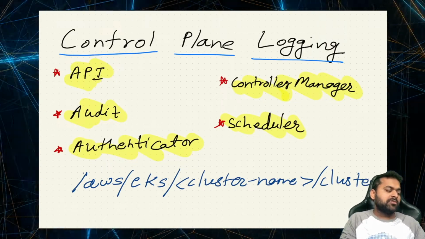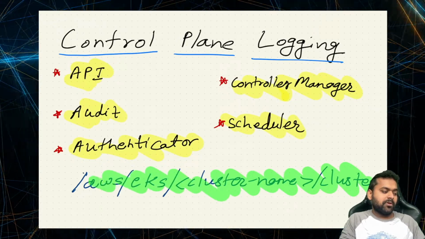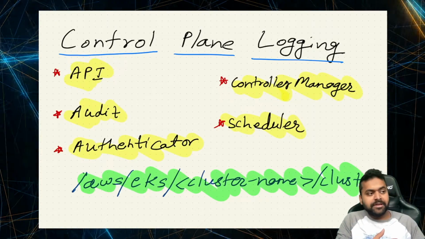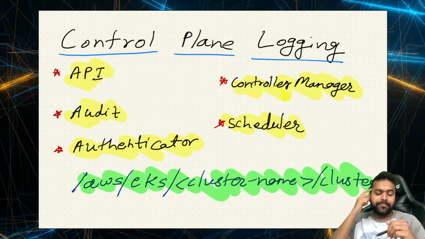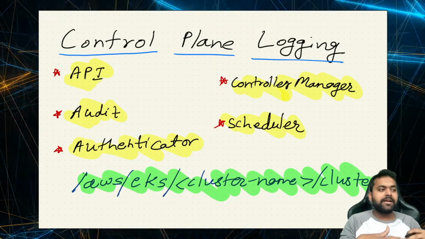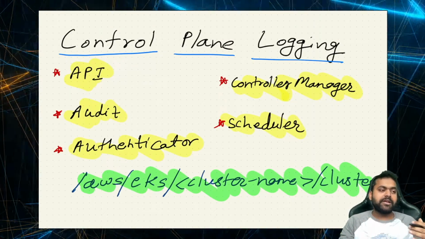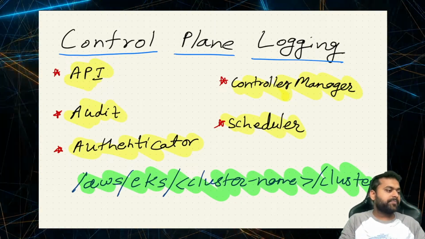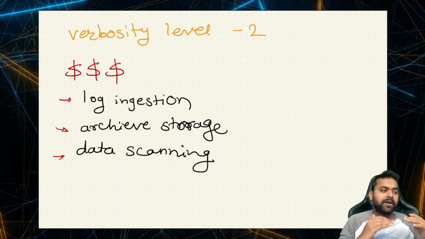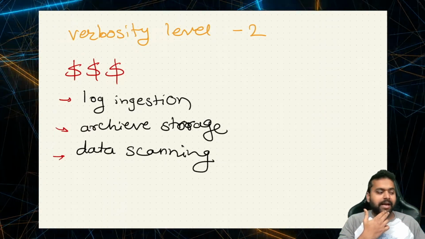Now all these logs are grouped under a log group called /aws/eks/your-cluster-name/cluster. The retention period can be configured separately. We will see while performing what the default retention is and how you can configure it. All the control plane logs are shipped with verbosity level 2.